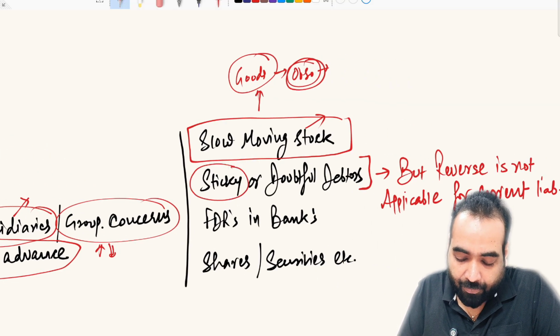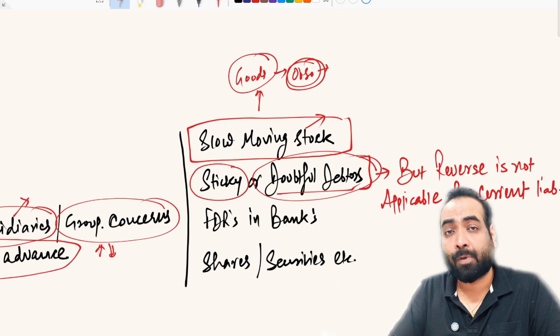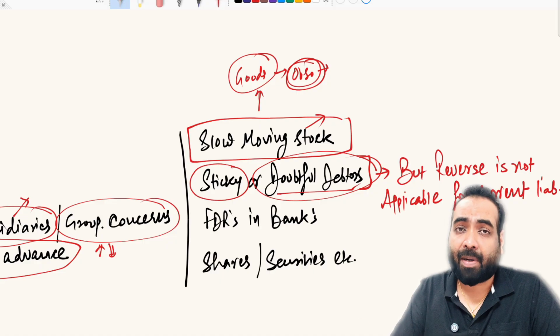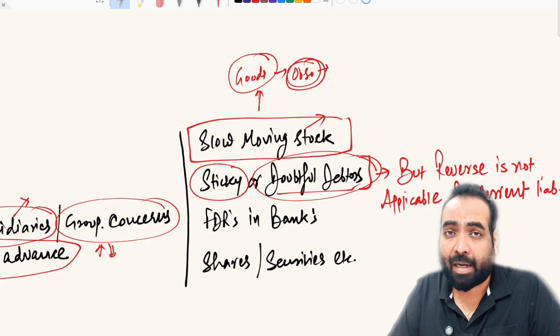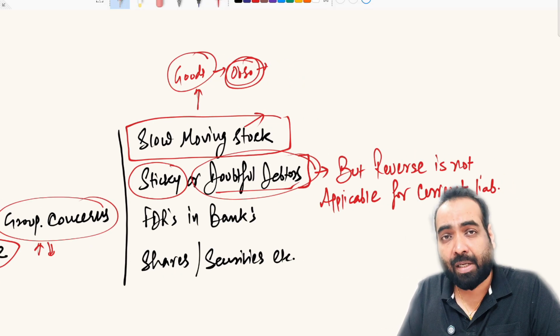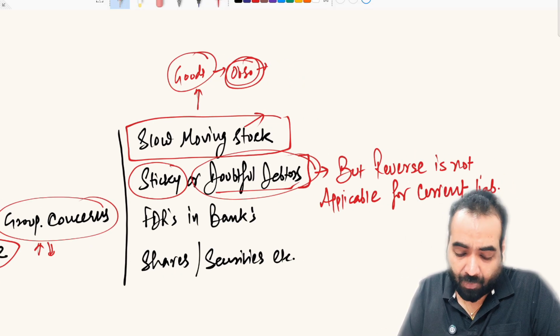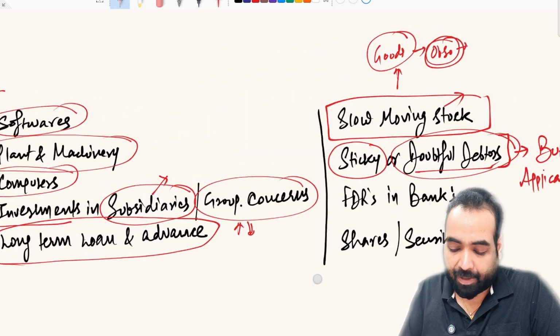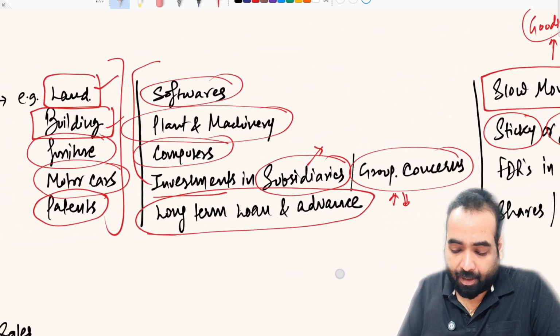Similarly, the sticky or doubtful debtors, any party to whom you have sold goods on credit and that party has run away, not paying you back, and you are doubting that you will recover any amount from them in the next 12 months. So these amounts shall also be classified as long term investments. But friends, there is one catch.